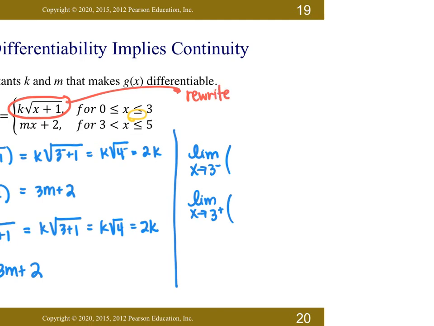I'm going to have k times (x plus 1) to the one half. The reason I have to rewrite that is so that I can use the power rule, so that I can pull the 1/2 out to the front, and I can subtract 1 from it. So my rule will then get me 1/2 in front of k, and x plus 1 is now to the negative half power.